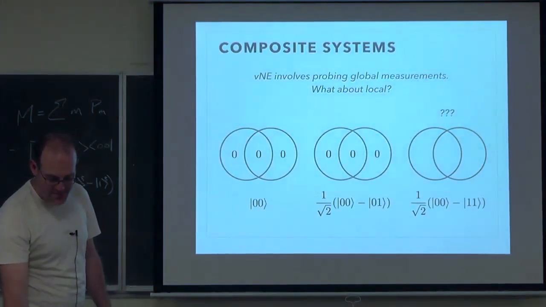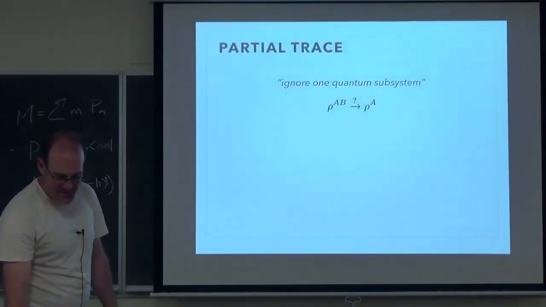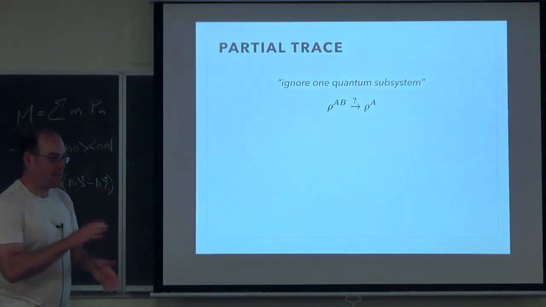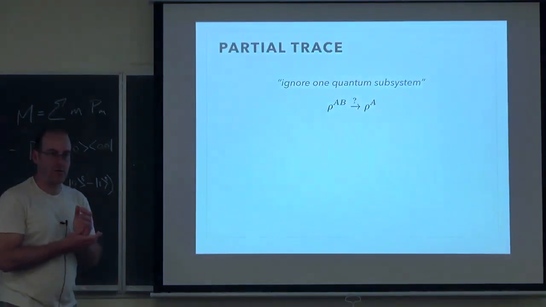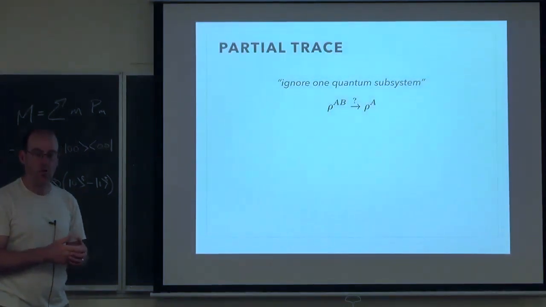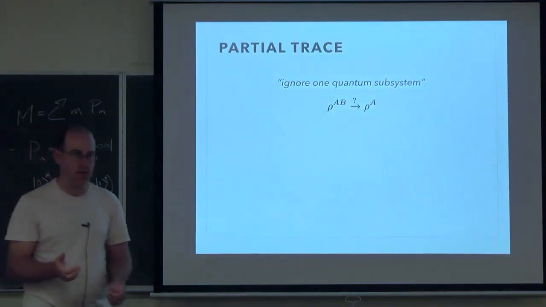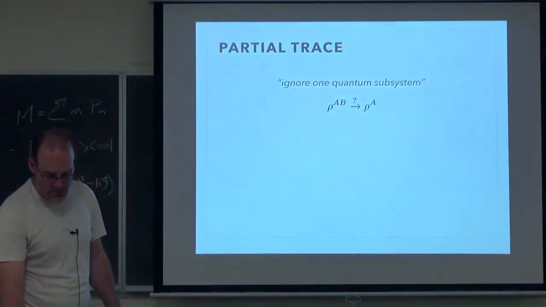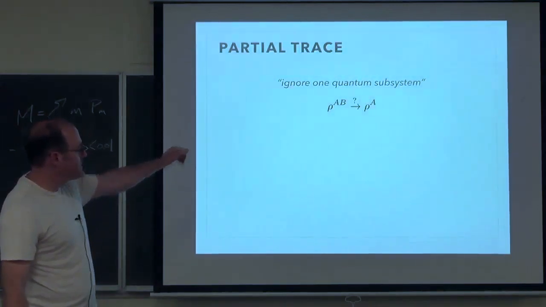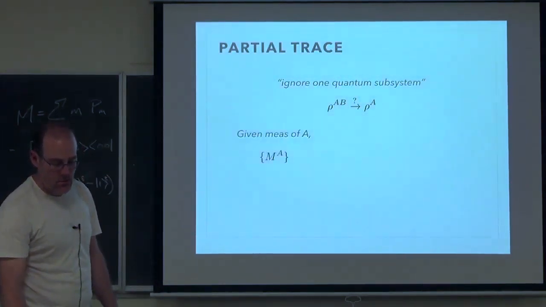Three question marks. So we need to understand more precisely, I said I was being a little bit hand-wavy here, we need to understand a little bit more precisely what we mean when we say ignore one of the subsystems. And we're pretty comfortable doing this classically, but we need to be more careful here. So how do I go from a composite system over A and B to a system over just A?